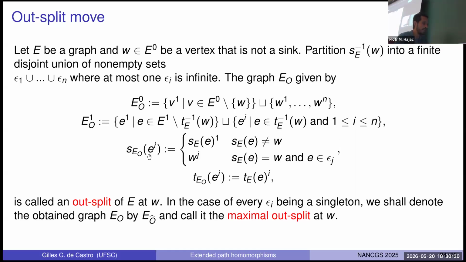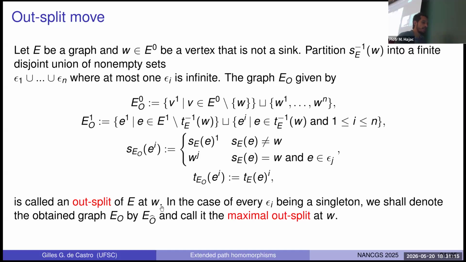Okay, so the source for the original edges is the same. The source for the new edges, if it does not start with W, is basically the copy of the old vertices. But if it starts with W, then we look at where it belongs in the partition. Then we take the copy of W corresponding to that one of the partition, and the target is just the usual target if it's the original edge, and if you need to copy, you just take the index corresponding to its copy. So this is one way of writing this.